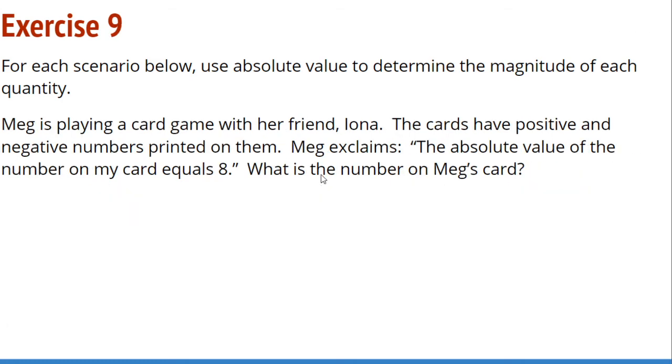Meg is playing a card game with her friend Iona. The cards have positive and negative numbers printed on them. Meg exclaims, "The absolute value of the number on my card equals 8." What number is on Meg's card? Pause and think about that for a moment. Write your answer. Think about how you would explain that.